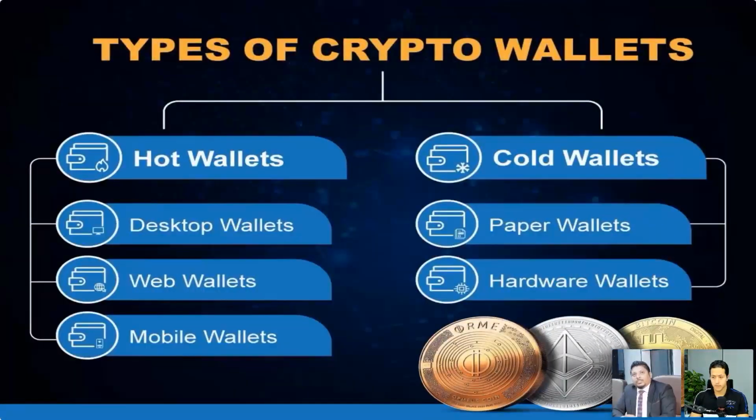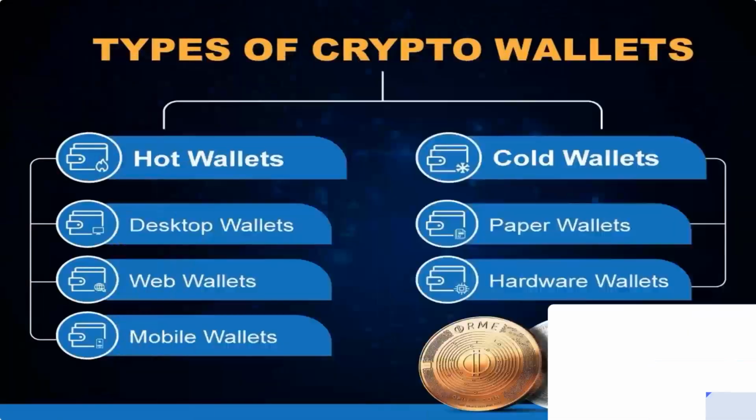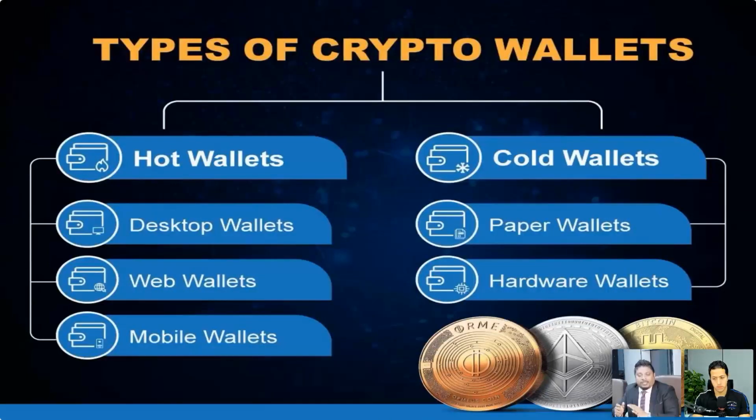Now, another question. Most of the people are asking me, when it comes to centralized currencies, which are fiat currencies, we have wallets and we have the bank where we can store our money. It's protected. So in cryptocurrencies, where can we keep it? We have types of crypto wallets called hot wallets. I'm not going to describe each and everything. There are desktop wallets, where you can download your wallet as an extension, web wallets, mobile wallets, cold wallets, paper wallets, and hardware wallets.